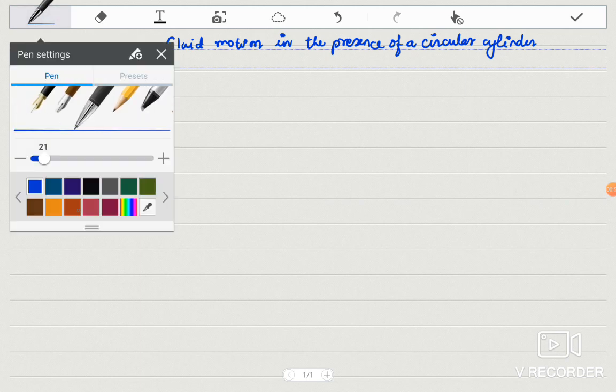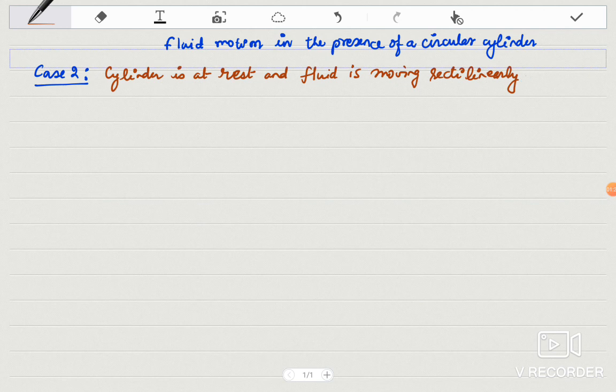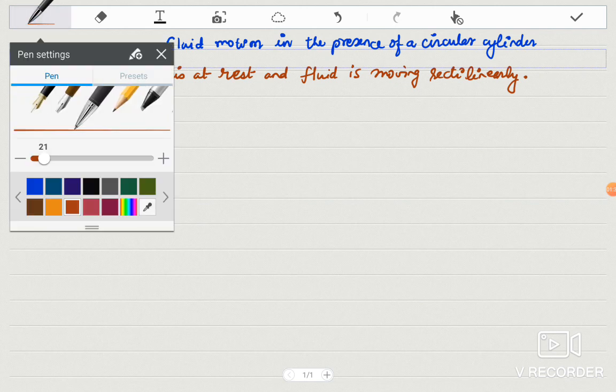What is our case 2? In case 2 we are assuming that the cylinder is at rest and the fluid is moving rectilinearly. Now this is a very interesting situation. What happens in this situation?